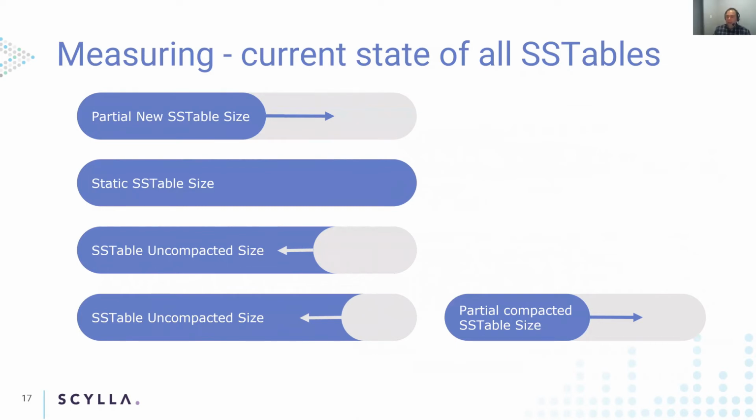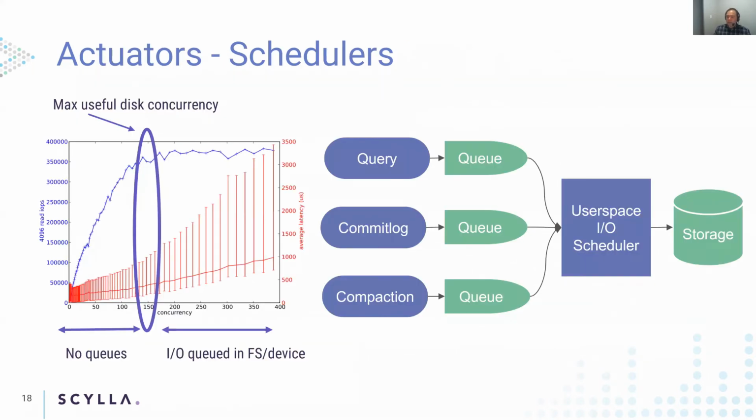Once I measure all that, I need an actuator. The actuator is the I/O scheduler, and those of you who are familiar with the Scylla architecture have probably seen this slide many times by now. What the I/O scheduler does is that when you install Scylla, we benchmark your disk, and we figure out exactly what is the sweet spot for concurrency for that disk. If I send fewer requests than that, your storage array will not hit max throughput. But if I send more requests than that sweet spot, I'm only introducing latencies. I cannot have more throughput.